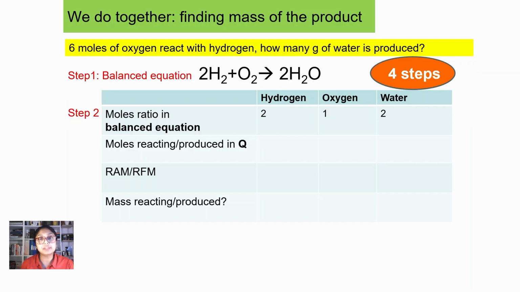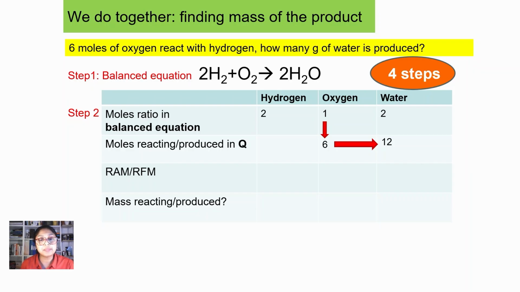But they have asked about how many grams, that means the mass, we have to convert. Using which equation? Same equation, M equals n times Mr. So here I've shown you that if 6 moles of oxygen I have used in this reaction, how much water will be produced? 12, double of it, 1:2 ratio.